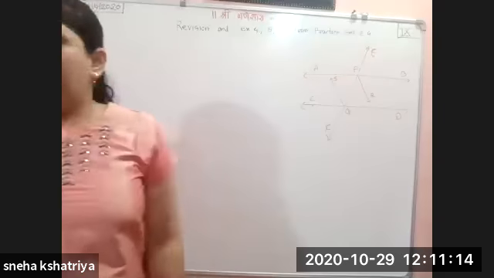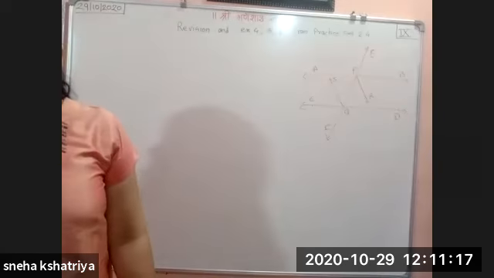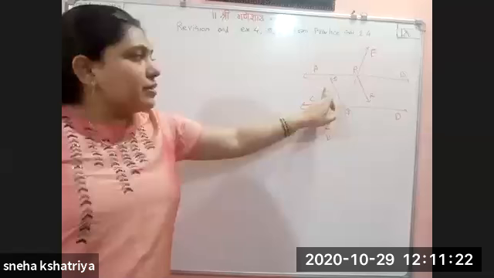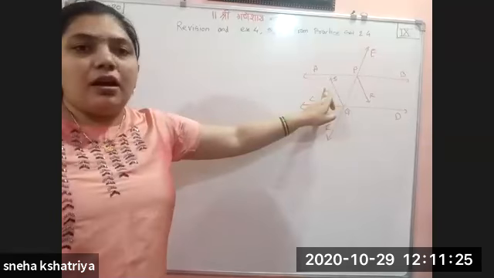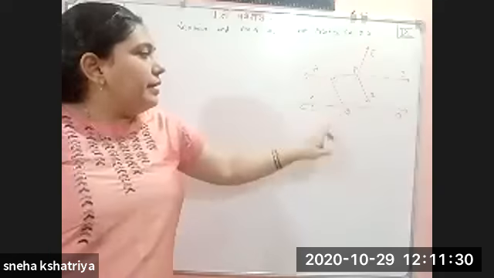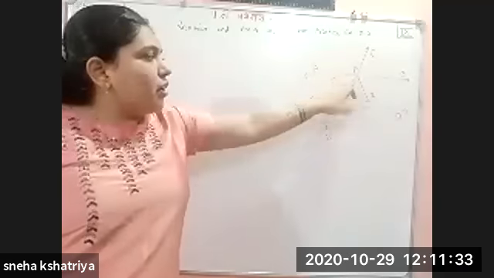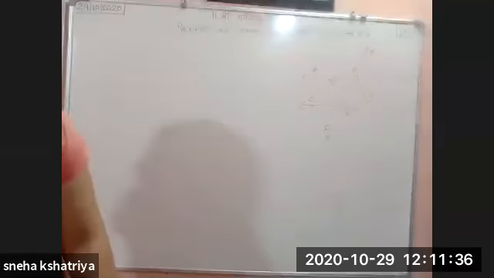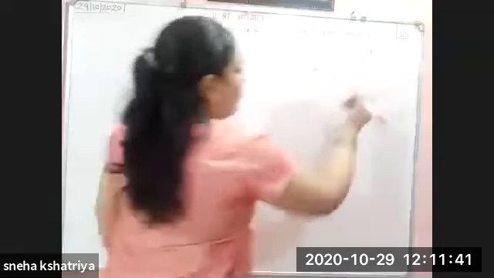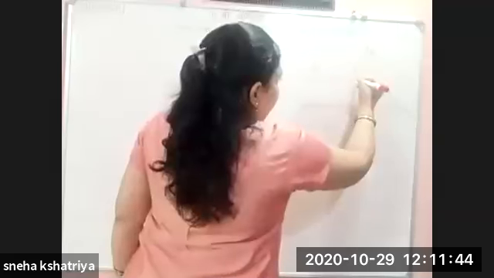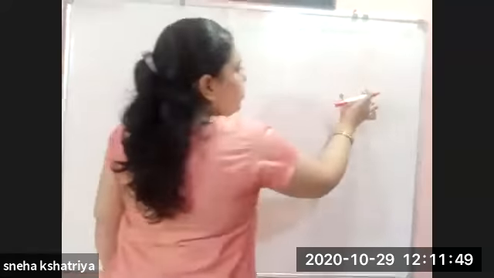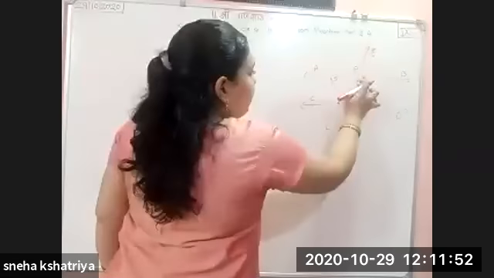Rays PR and QS are parallel, and they are the angle bisectors of angle BPQ and angle PQC respectively. We have to prove AB parallel to CD. Very easy it is, because these are angle bisectors, so this angle becomes equal to this angle. These two lines are parallel, so this becomes an alternate pair.